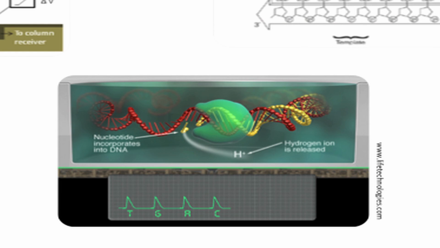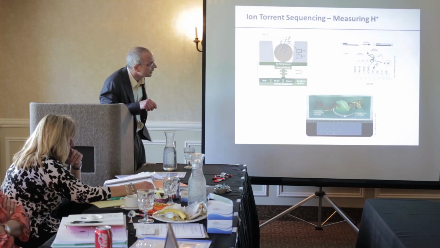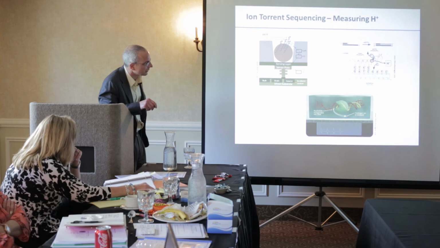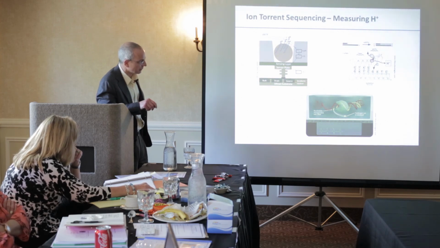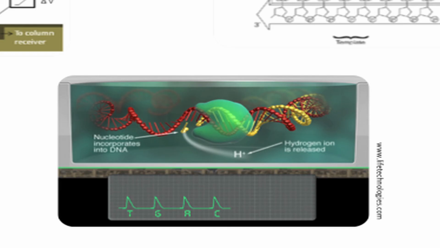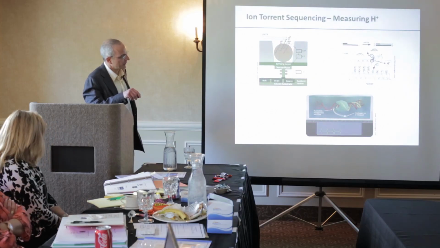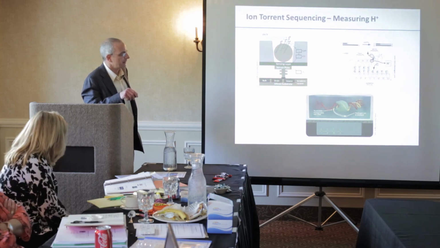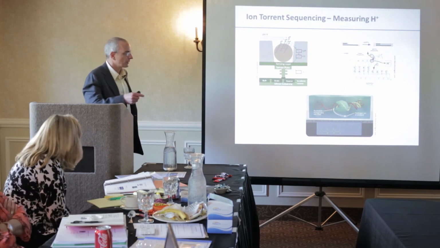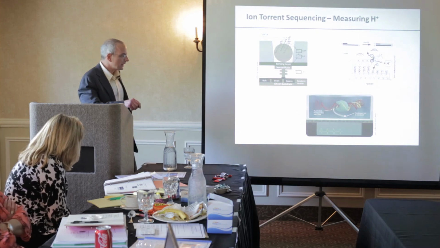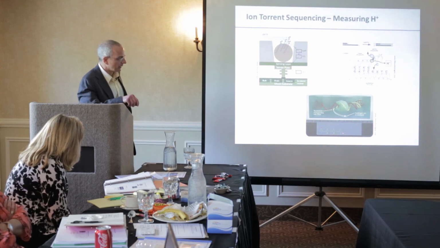So if it turns out that it's a G and you flood in the C, then the polymerase can take that C and attach it. In doing so, an H+ ion is released and it's measured down here. If it wasn't a G, say you put an A in, then it can't move it forward. Therefore, no ion is released, and you will see it not come up here as a signal.